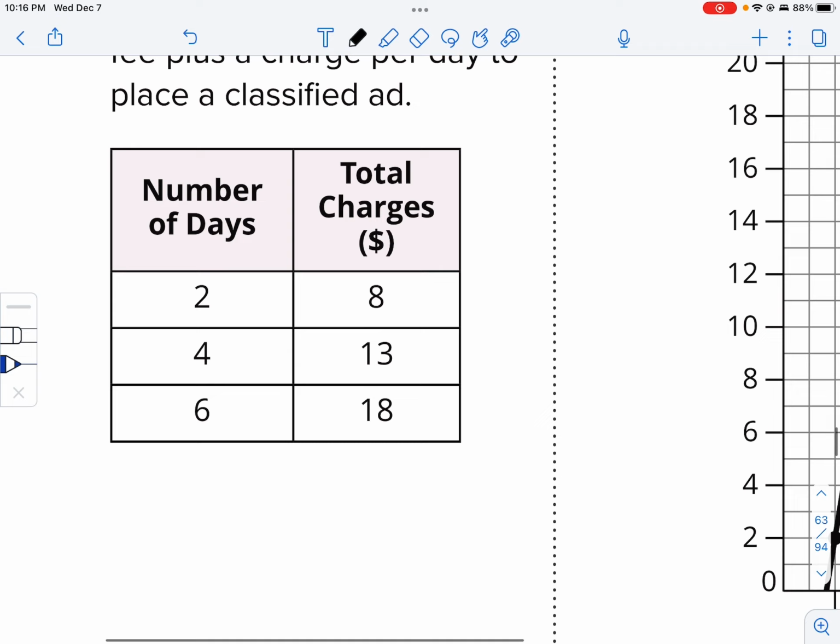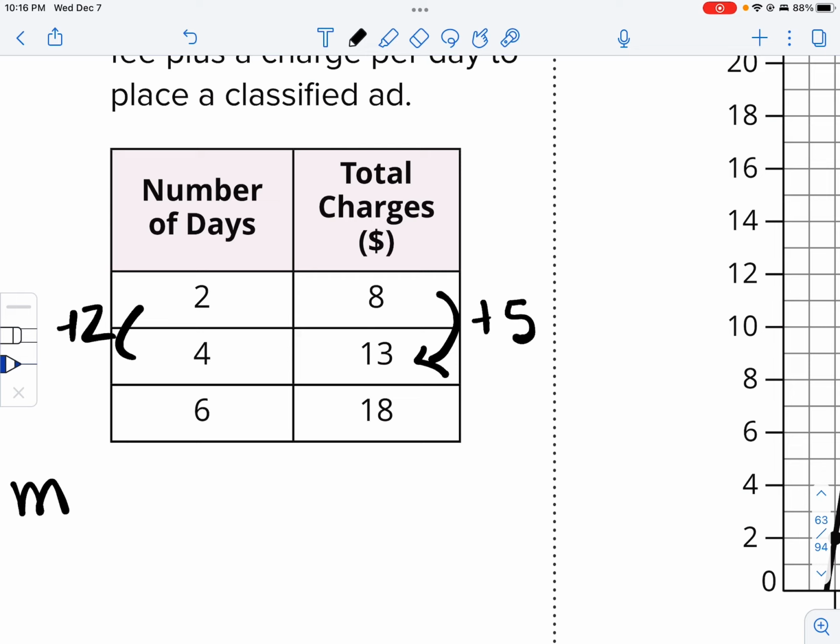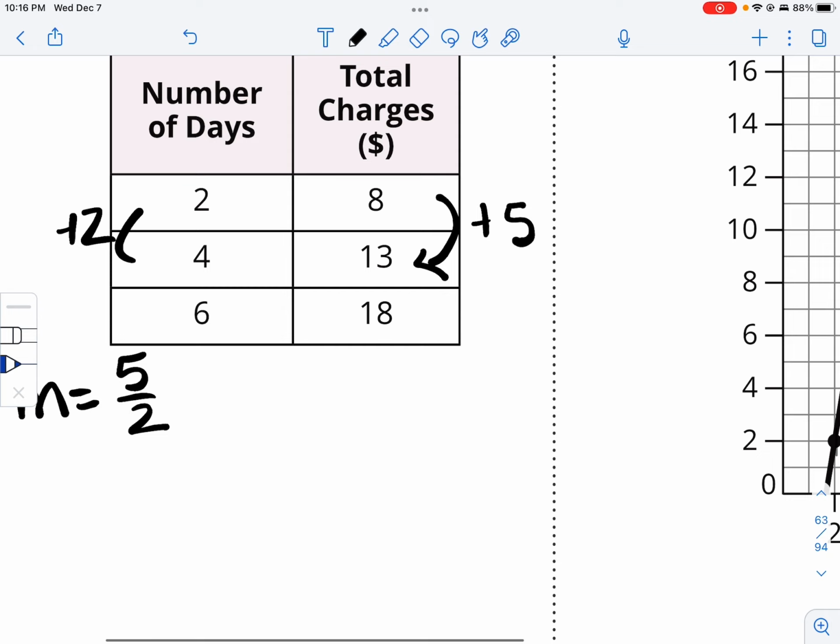So right here, what's my slope? From going from 8 to 13, I added 5. Going from 2 to 4, I added 2. So my slope here would be 5 over 2 because it's the change in y over the change in x. Now, in order to do the rest of the problem, you have to have y equals mx plus b.